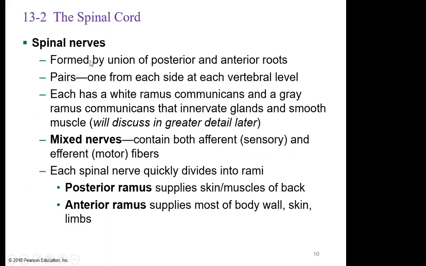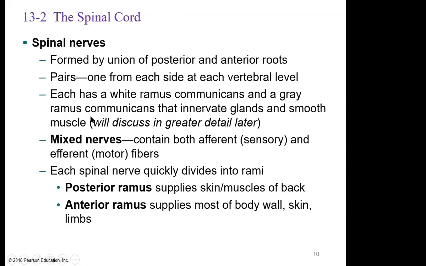So again, the nerve is formed by the union of the posterior and anterior root, one from each side at each vertebral level. So we do have that bilateral symmetry, one from each side. You'll have one coming from the right side and one coming from the left side at C1, C2, C3, all the way on down. Each spinal nerve is going to have what we call a white rami communicans and a gray. We're going to talk about this later on whenever we get into our actual pathways of things.